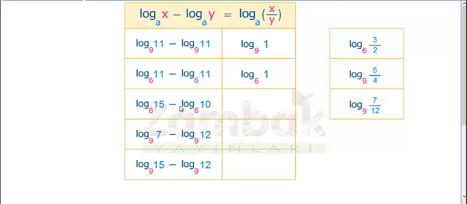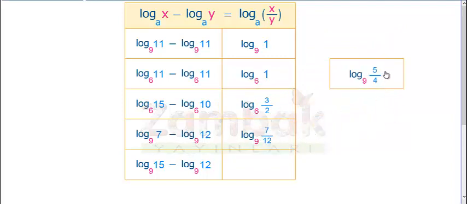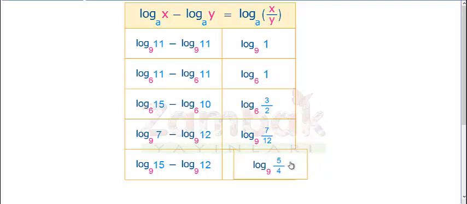Logarithm base 6 of 15 minus logarithm base 6 of 10 is equal to logarithm base 6 of 15 over 10. 15 over 10 is equal to 3 over 2, so logarithm base 6 of 3 over 2. Here it is 7 over 12, the last one. Exactly, this must be 15 over 12. They have a common divisor 3, so when you divide 15 by 3, it's going to be 5, and when you divide 12 by 3, the result is 4. So logarithm base 9 of 5 over 4.